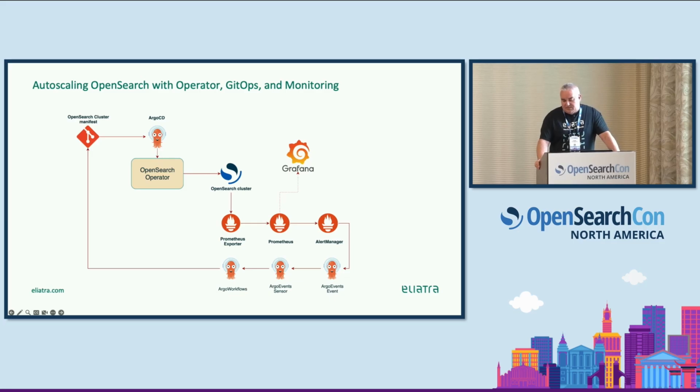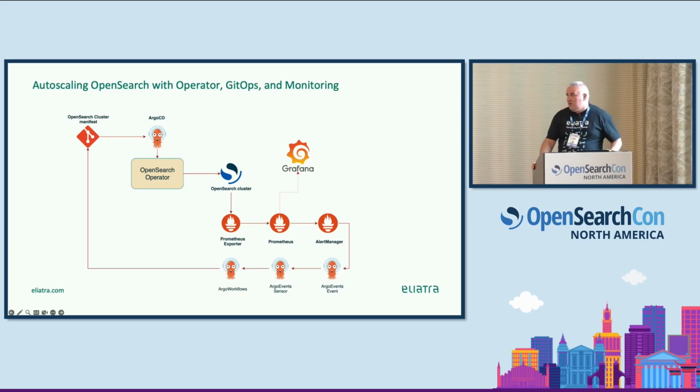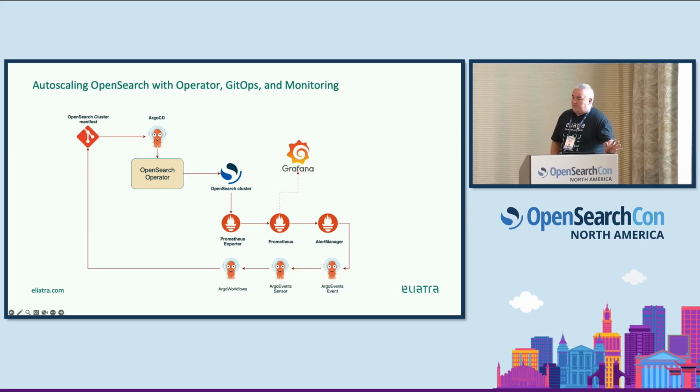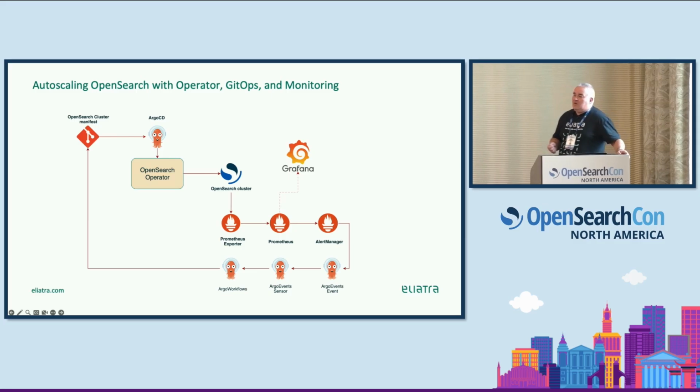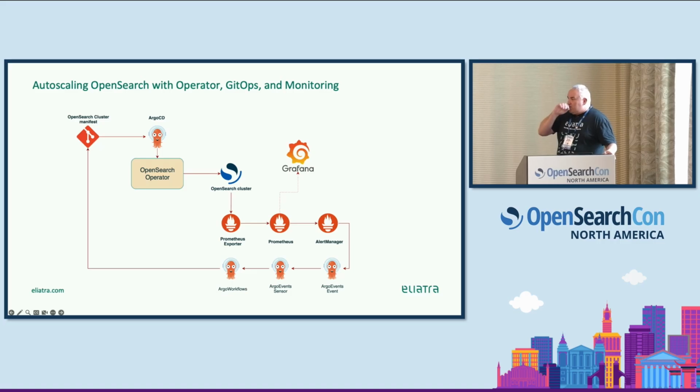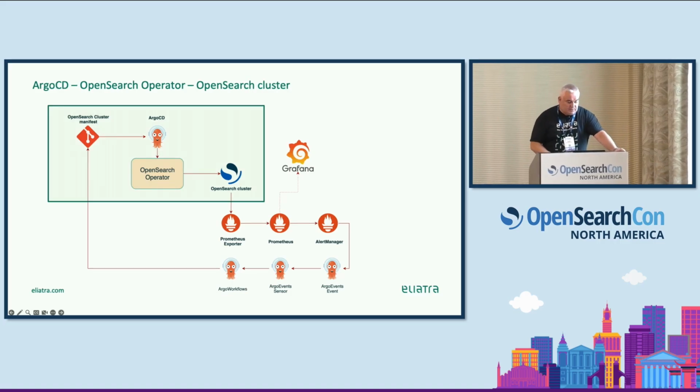To automate the process, we can place the OpenSearch operator in the bigger picture, which is GitOps and monitoring of the metrics of OpenSearch. GitOps is needed to have a single source of truth for our OpenSearch operator manifest. The monitoring is required to trigger the change when we need to either downscale or upscale the cluster.